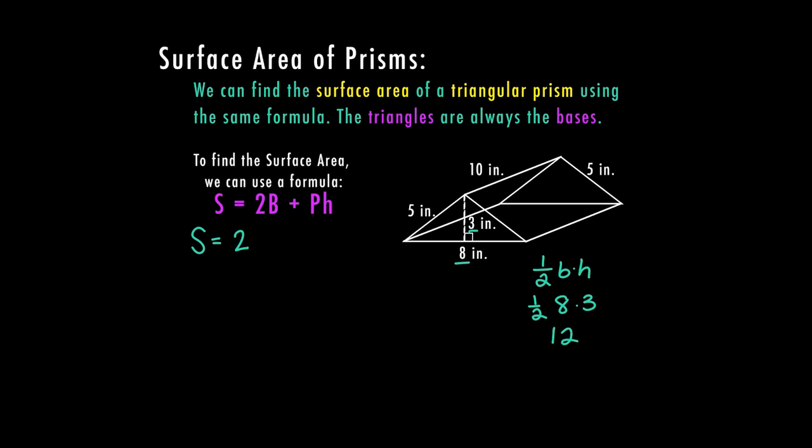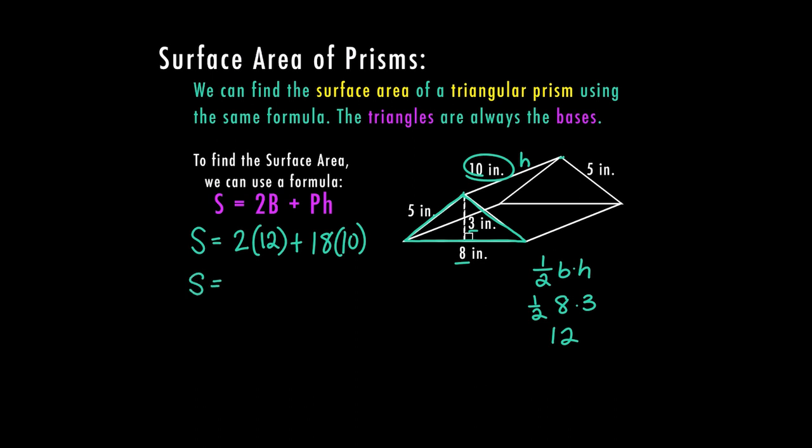So now 2 times the area of the base plus capital P times H, which is our lateral area. So again, that's going to be the perimeter of the base, and your base is still the triangle. So I have to add this up. So it's 5 plus 5 plus 8, so that's 18, times my height, which is 10. The height is going to be the distance between the two bases. So in this case, because it's a triangular prism, your height's always going to be the distance between the two triangles. So now I can just solve this problem.